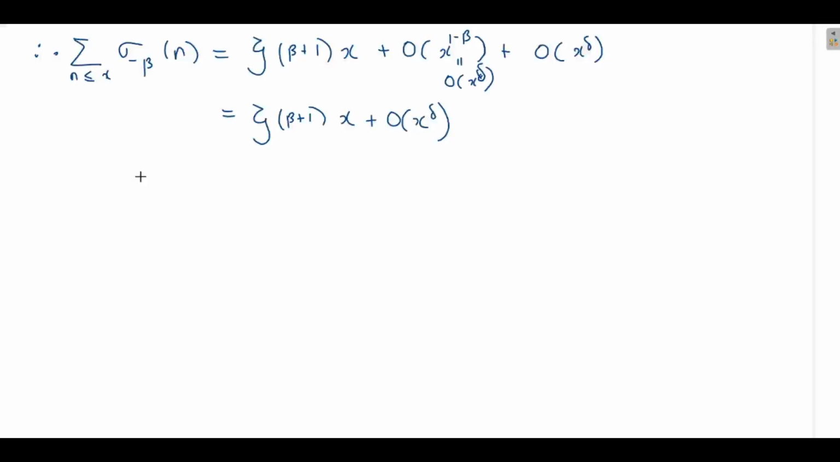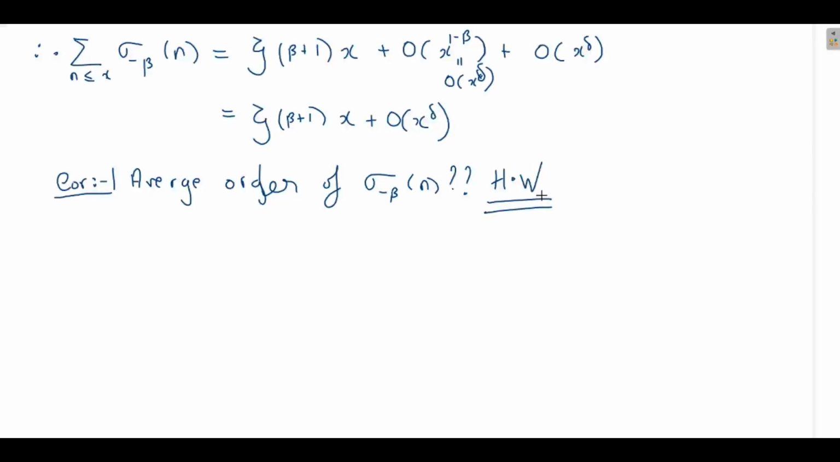Okay, so with this we can end this chapter. You would want to see what is the average order of sigma, so I should write that corollary. What is the average order of sigma minus beta of n? Okay, I will leave this out as a homework. You can very well observe it from this theorem. Take the two separate cases, check what is the average order. You can very easily see it. So I will leave this out as a homework for you.